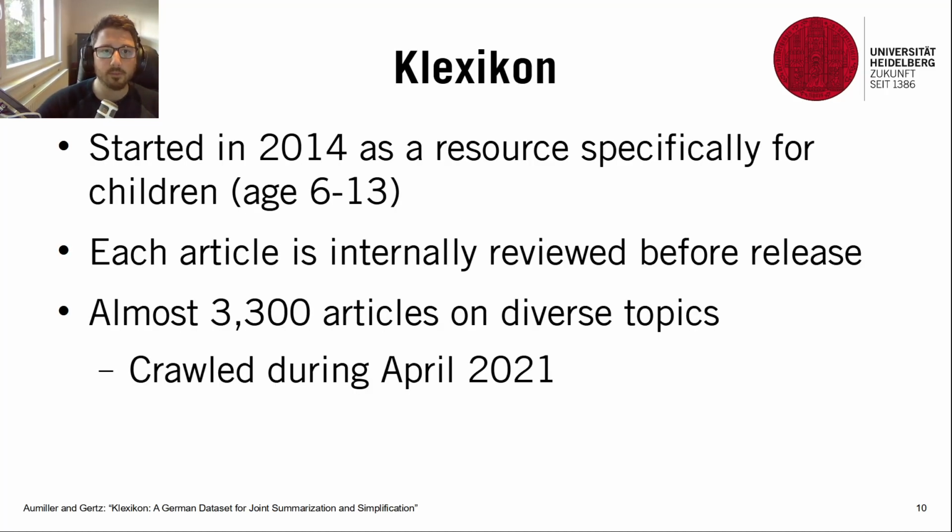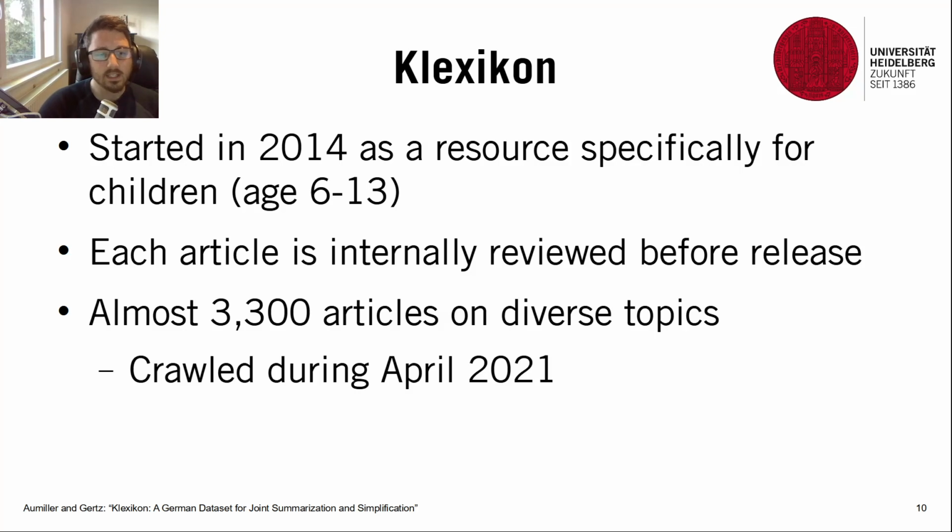First of all, some information on our simplification resource. The project Klexikon was started in early 2014 as a resource that specifically addresses this need of encyclopedic articles for children between the ages of 6 to 13. A major difference to Wikipedia articles is that while the article itself can be written by contributors like on Wikipedia, it is first internally reviewed before it is uploaded to the public.